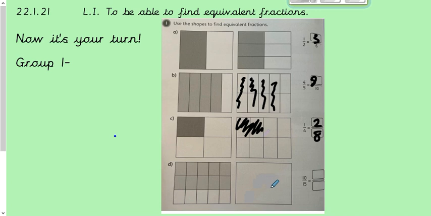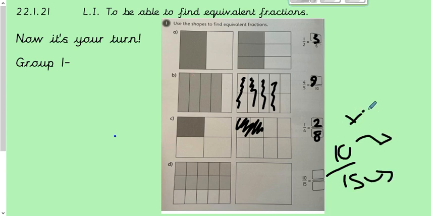Now this one is a bit of a tricky one because they haven't actually given you a shape to find, they've just given you a blank. So you could have done your own. What I'm just going to do is times this by 2 to find an equivalent fraction. So 10/15ths, that was meant to be. You times both by 2, because if you times it by 2, it should be quite simple.